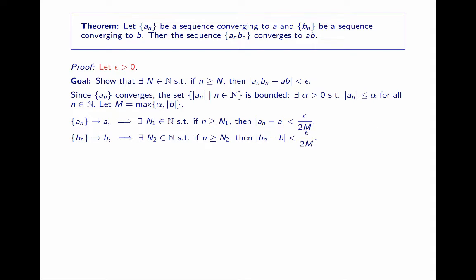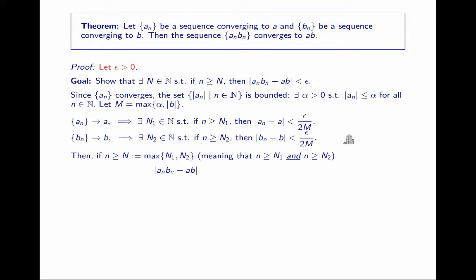Since b_n converges to B, there's a natural number n2, and if n is greater than n2, then the distance between b_n and B is also less than epsilon over 2M. Then if n is greater than or equal to the max of n1 and n2, specifically meaning that n is greater than or equal to n1 and also n is greater than or equal to n2, then both of these inequalities can be put to use. They're both activated because both this statement and this statement are true.